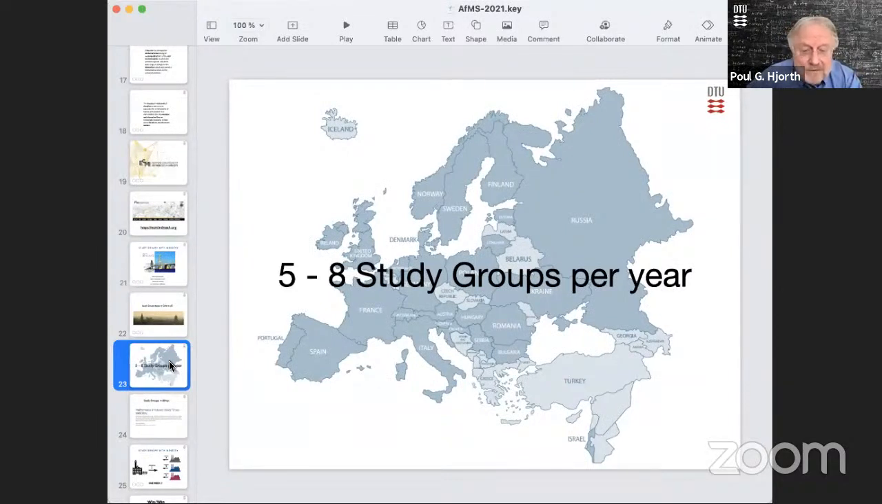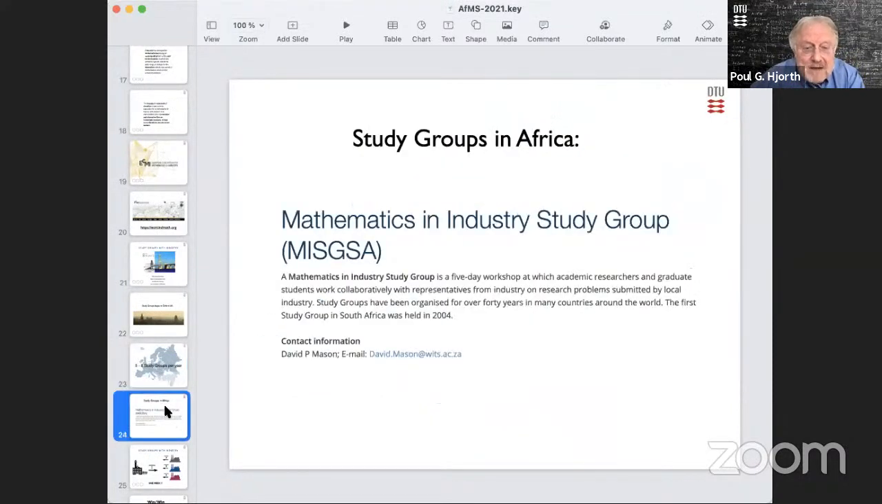And these days, at least this is a pre-pandemic number, it was up to about 5 to 8 different events every year, spread across all the various countries of Europe, and in fact across the world. And there's a regularly occurring study group in South Africa that I know of, the MISGSA in South Africa, organized by David Mason at WITS, and they just had one of these meetings a few weeks ago.